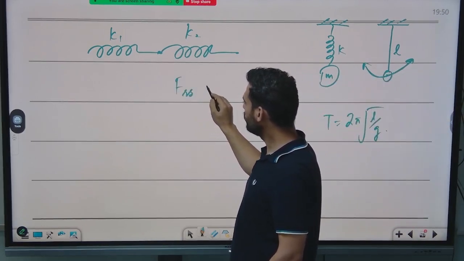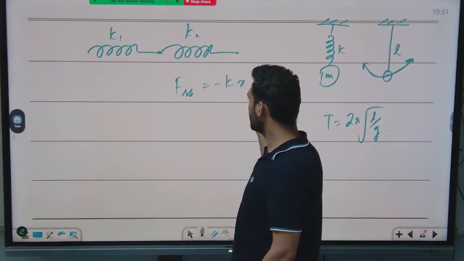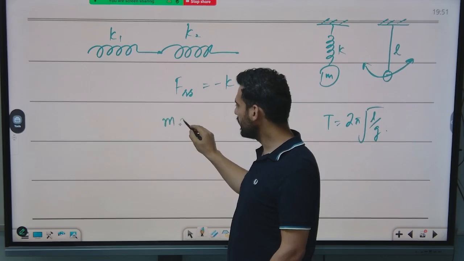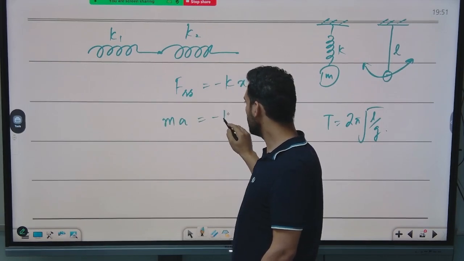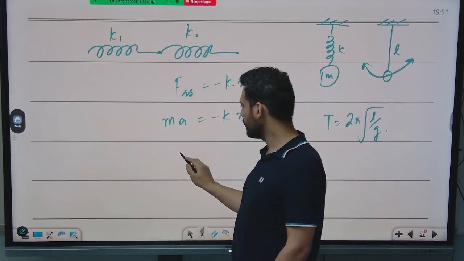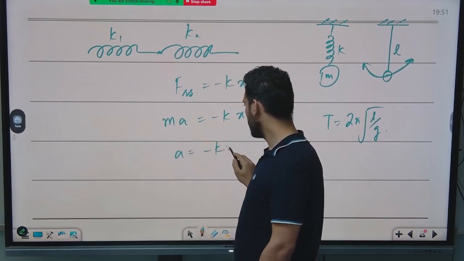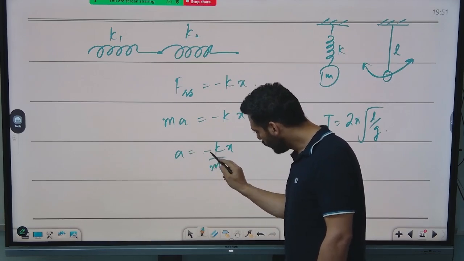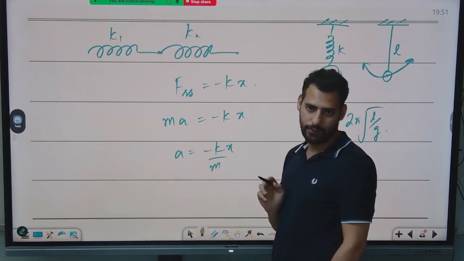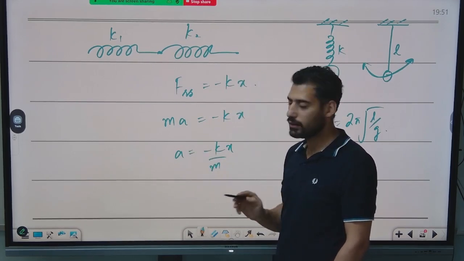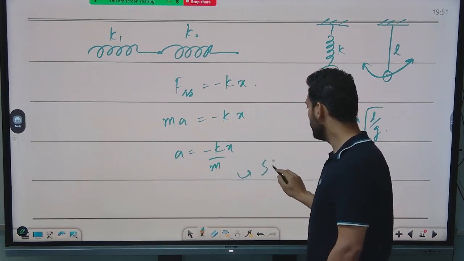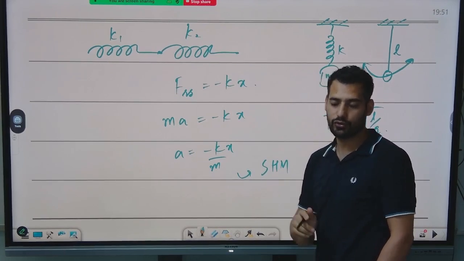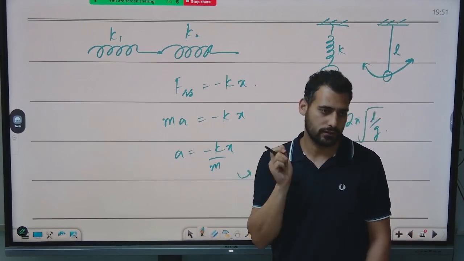That restoring force is equal to minus K times x, if x is the displacement, right? So you know restoring force, mass times acceleration, will be minus K times x, right? So your acceleration comes out to be minus Kx over m. So acceleration is opposite to your displacement. When such a thing happens, remember this confirms simple harmonic motion. Simple harmonic motion means to and fro motion but periodic.